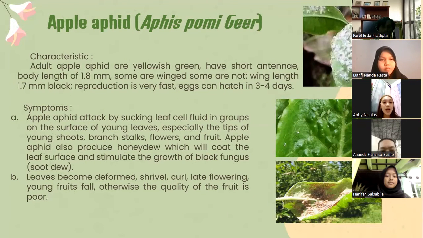Symptoms: apple aphids attack by sucking leaf cell fluid in groups on the surface of young leaves, especially the tips of young shoots, branch stalks, flowers, and fruit. Apple aphids also produce honeydew, which coats the leaf surface and stimulates the growth of black fungus, which is sooty mold. Leaves become deformed, shrivel, and curl, flowering is late, young fruits fall, and the quality of the fruit is poor.